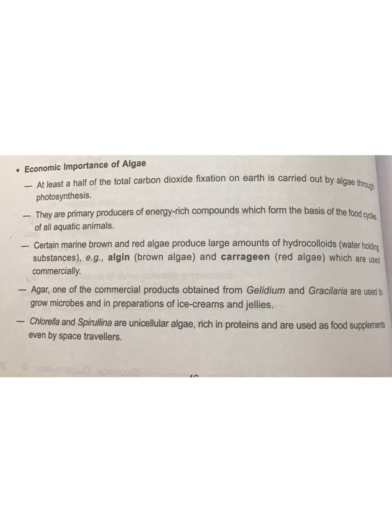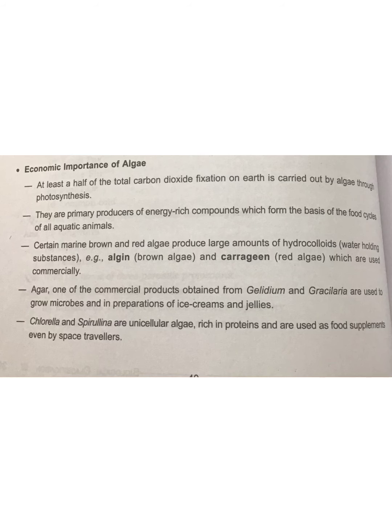Now let us see some more examples. Certain marine brown and red algae produce large amounts of hydrocolloids. Hydrocolloids are water holding substances like algin. Algin is an example from brown algae, and carrageen from red algae. They are used commercially.